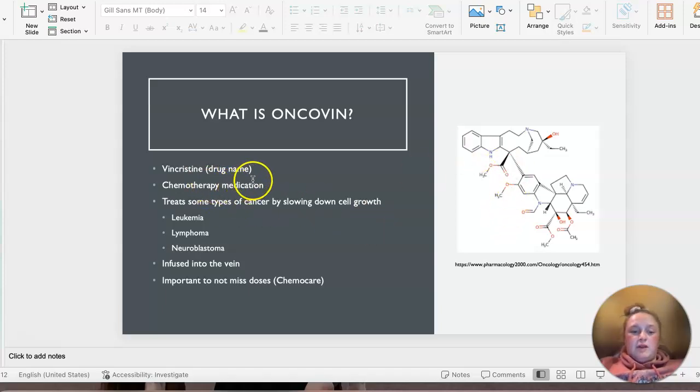It's a chemotherapy medication. It treats some types of cancer by slowing down cell growth and division, like leukemia, lymphoma, and neuroblastoma. These are just some types that this drug works best with. It's an IV injection, so it's usually done in a sterile hospital setting and monitored by doctors and nurses. And it's important to not miss doses of this medication because of its effects.